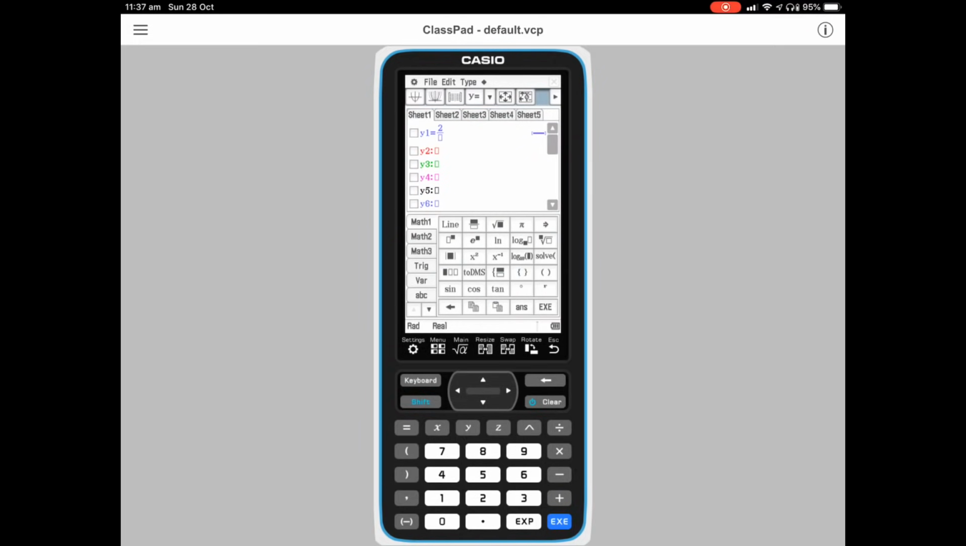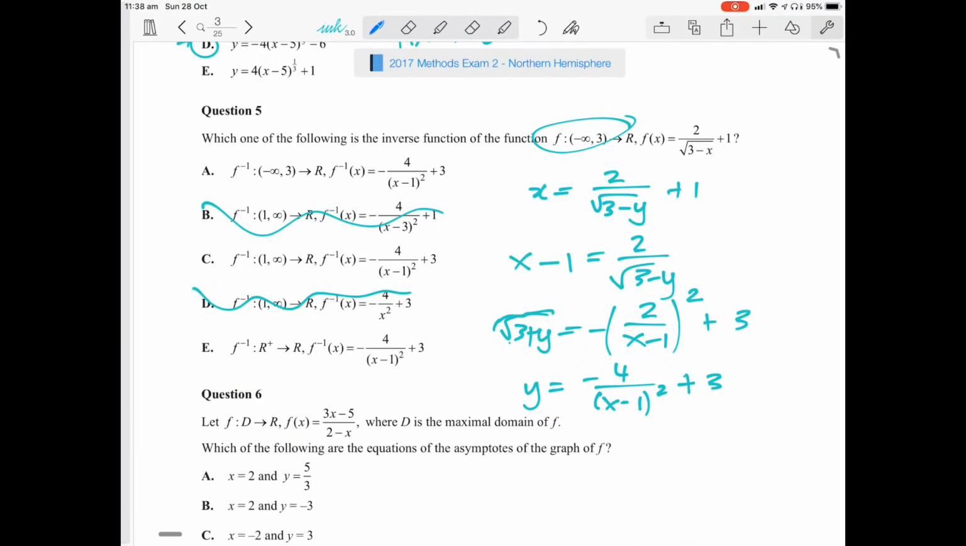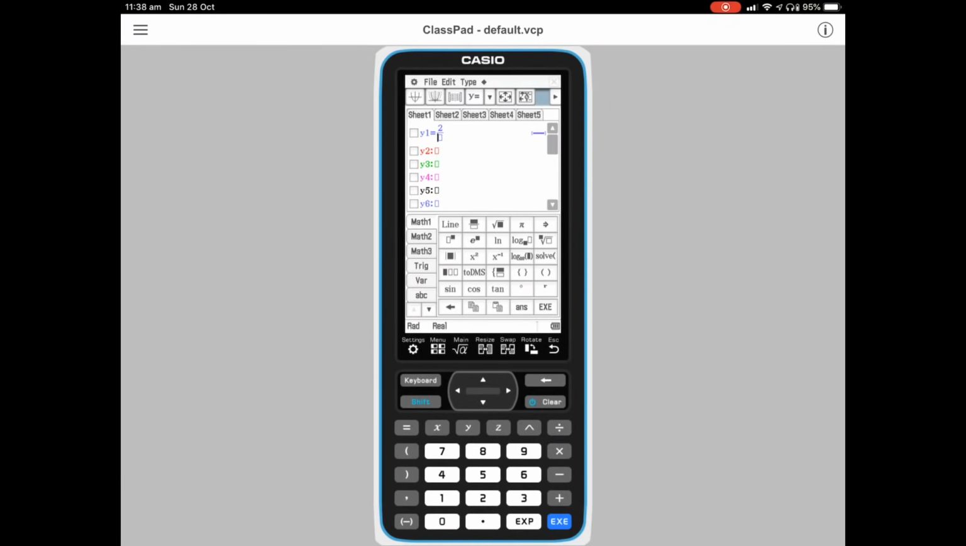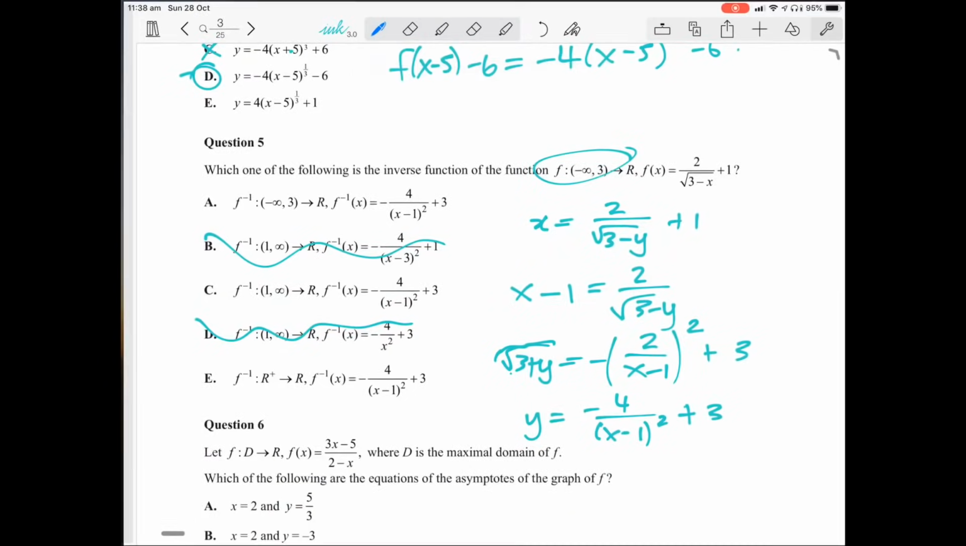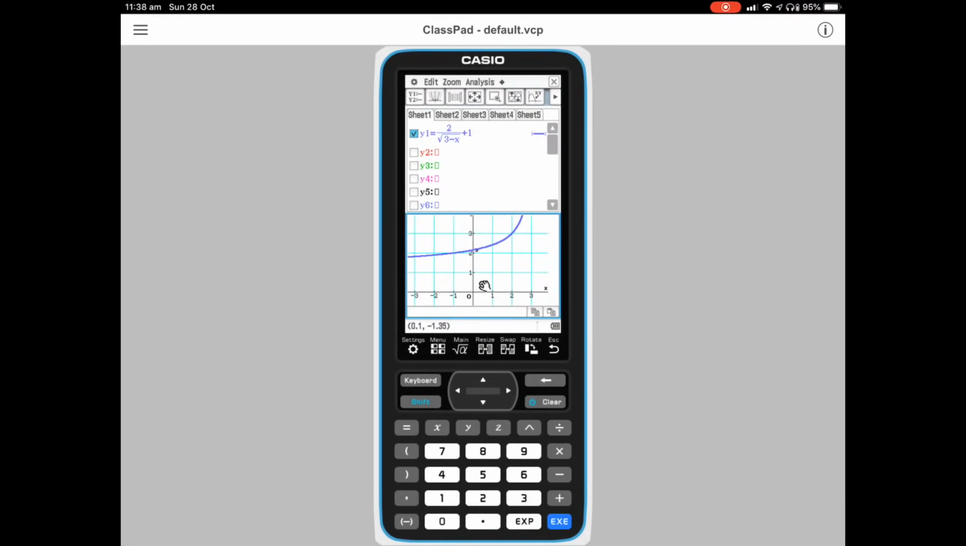2 on, I don't remember what it was. Root 3 minus x. And then plus 1. Or was it minus 1? It would be minus just because I wrote plus. No, that's right. Okay. So negative infinity to 3.